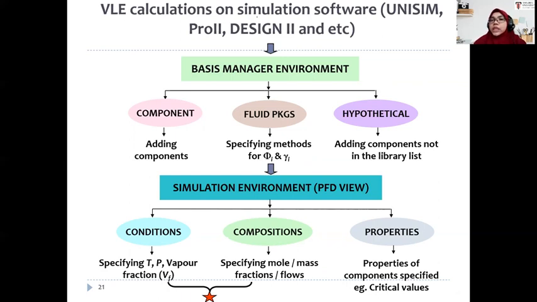Otherwise, the VLE calculation also can be performed by using a simulation tool, either by using UniSim, SuperPro Designer, and etc. Okay, these are the basic manager environment that is introduced in the simulation tool. So it consists of the component, fluid package, and hypothetical. For the component area, we may add components into these features. And for the fluid package, we can specify the method for the fugacity coefficient and also the activity coefficient.